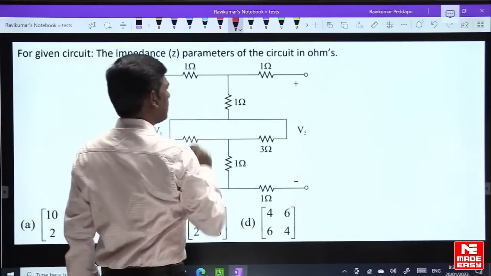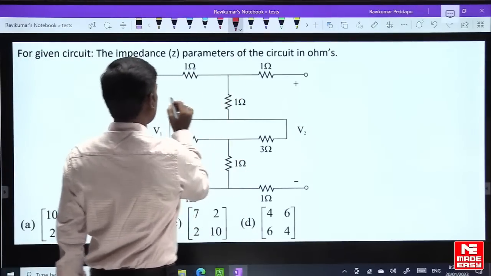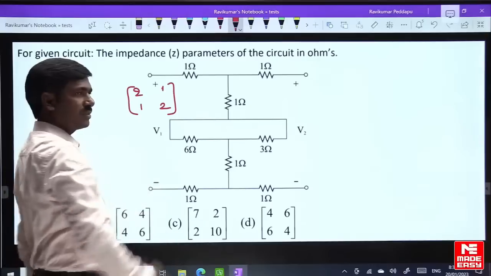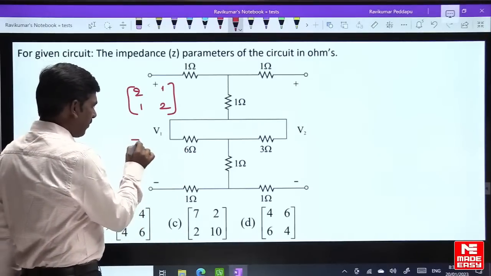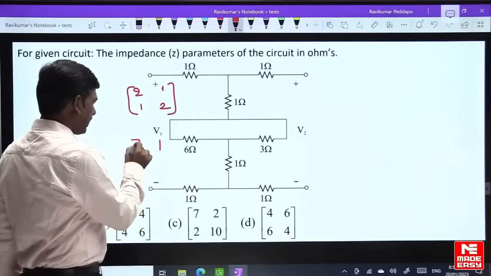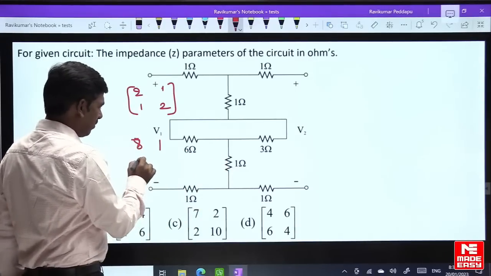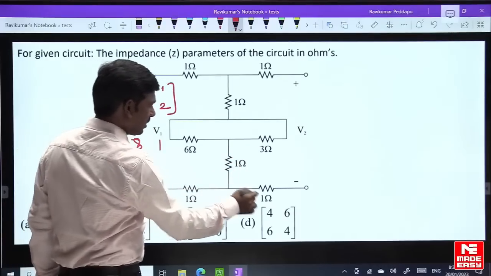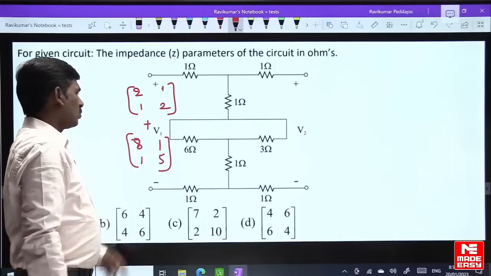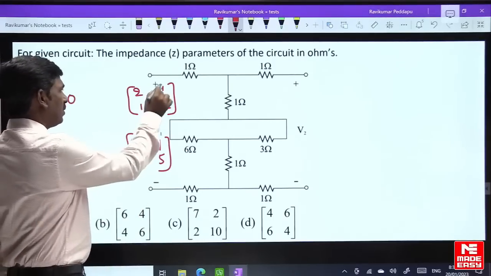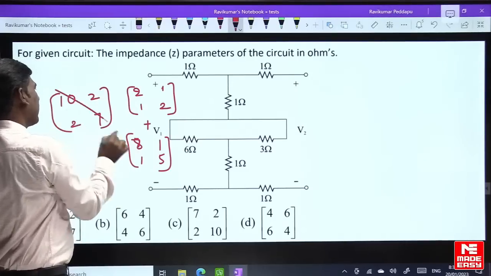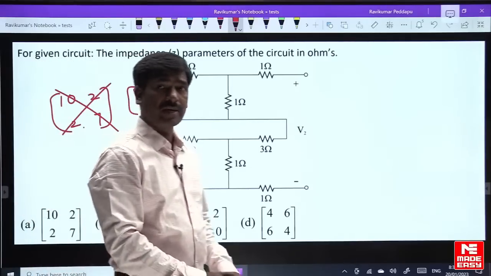नॉर्मली क्या करते हैं, ZA plus ZB. So here it is 2 1 1 2 करते. For this also A, here 6 plus 1 plus 1, 8 करते. 8 1 1 and 3 plus 1 plus 4 plus 1, 5. So 2 8s are 10. 1 plus 1 is 2. 1 plus 1 is 2. 5 plus 2 is 7. It is not correct.